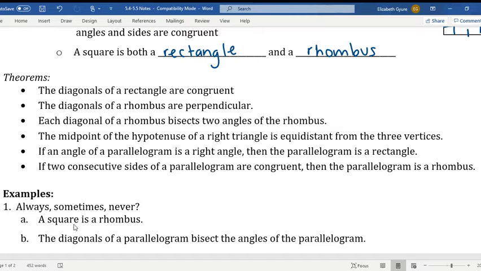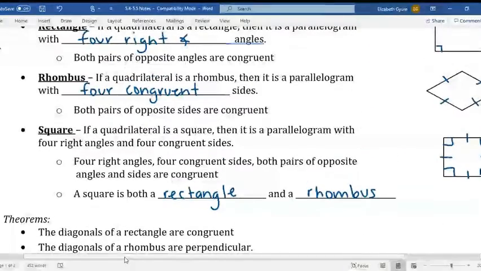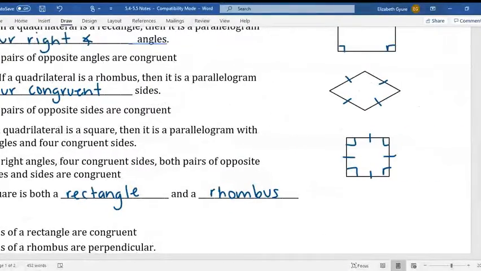The diagonals of a rhombus are perpendicular. So if you had diagonals in this diagram up here, those diagonals would intersect to form 4 right angles. Okay, so those are going to be perpendicular. If the diagonals of a rhombus are perpendicular, what other shape has perpendicular diagonals? A square. Exactly.